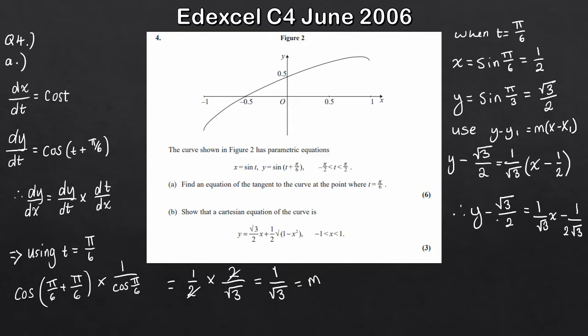Okay, and you can write this in the form y equals mx plus c as well if you want, by adding root 3 over 2 to both sides, but it's unnecessary. Why make it more difficult than it needs to be? Okay, so that's part A there, that's the equation of our tangent. And then part B, just 3 marks for this, we want to show that the Cartesian equation is this given here.